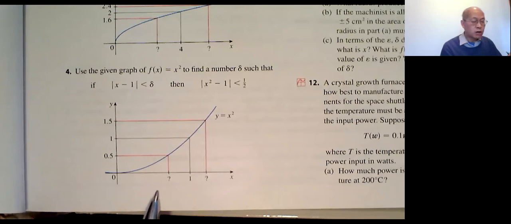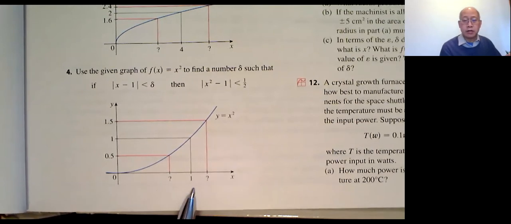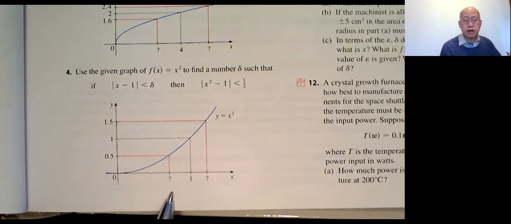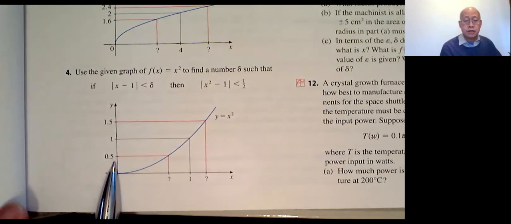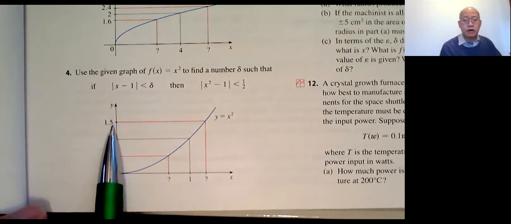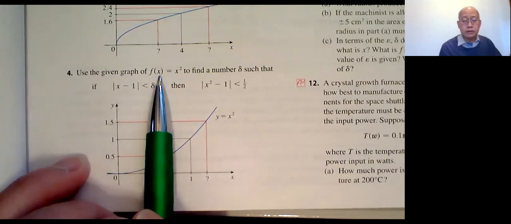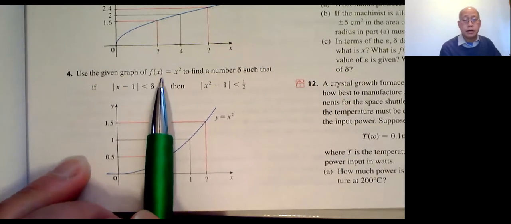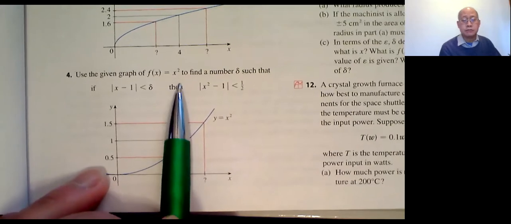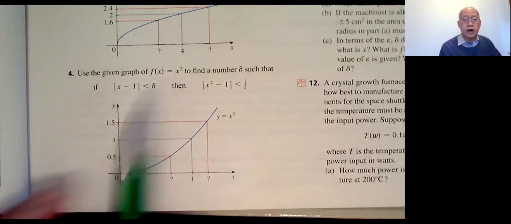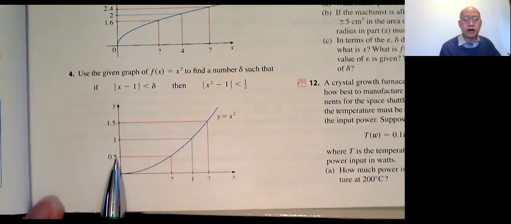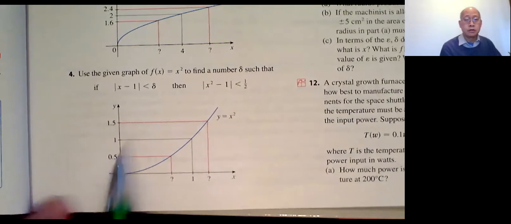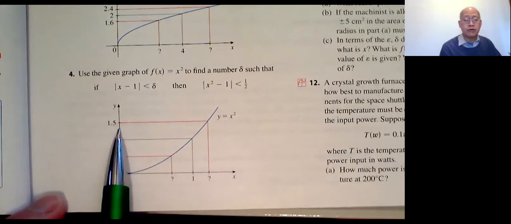They put a question mark here and a question mark here, so first I have to figure out these question marks. 0.5 and 1.5 are the y values. So how do I get the x value? The function is x squared, so x squared equals 0.5, right? So I take the square root. Likewise for 1.5.